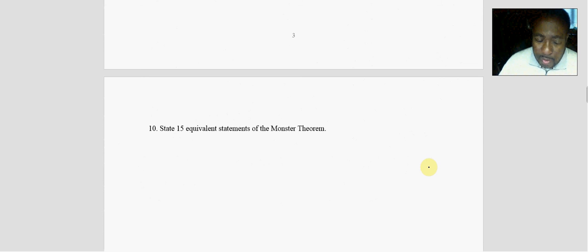Now the last problem on the test, I'm going to ask you to state 15 equivalent statements of the monster theorem. There's at least 15 there. It's a little bit more, but the ones that deal with the orthogonal space and the orthogonal complements, we haven't covered that yet. So give me 15 and then you'll get 10 points for free. Well, that'll do it. Thank you.